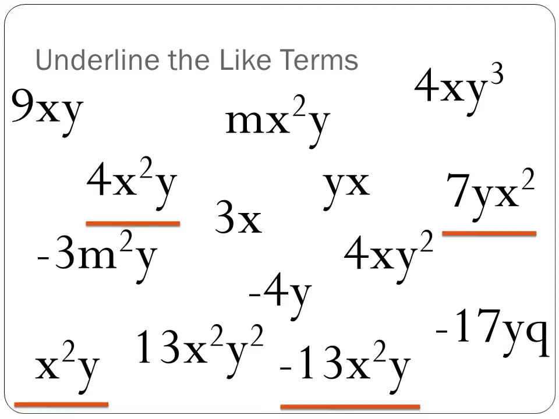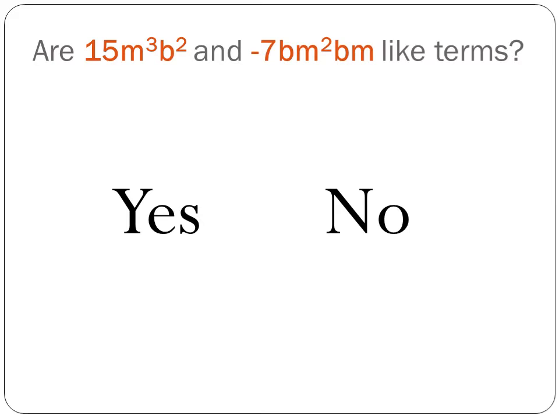Well, how about 4x to the second y, 7y x to the second, negative 13 x to the second and y? Are negative 15m to the third and b to the second and negative 7b m to the second bm, are they like terms? What do you think? Coefficients, variables, and exponents the same?